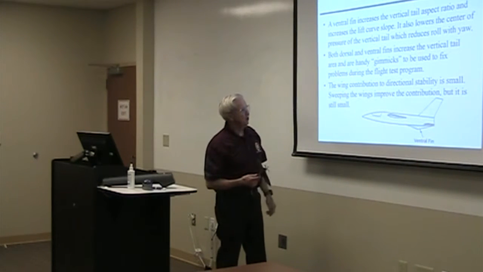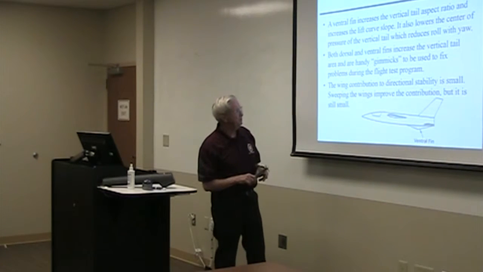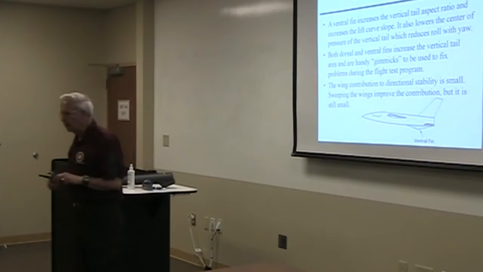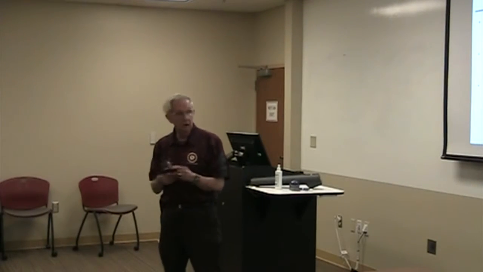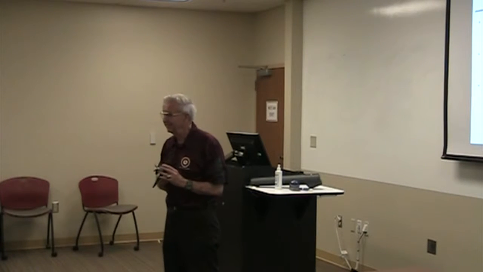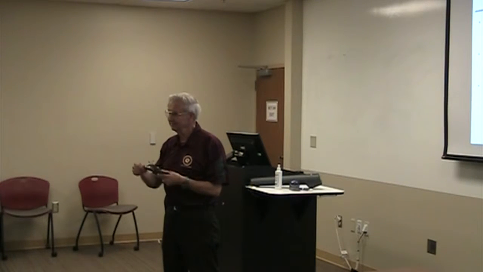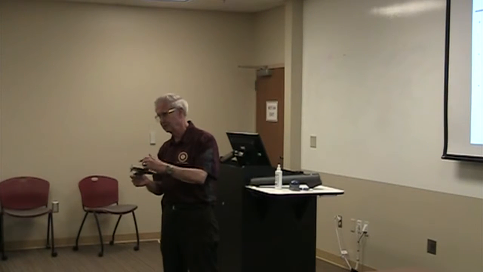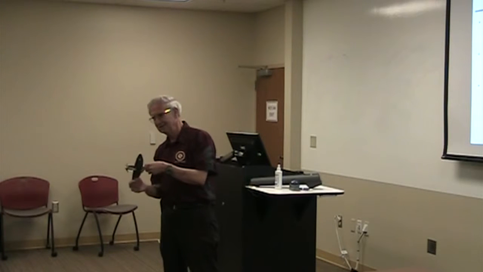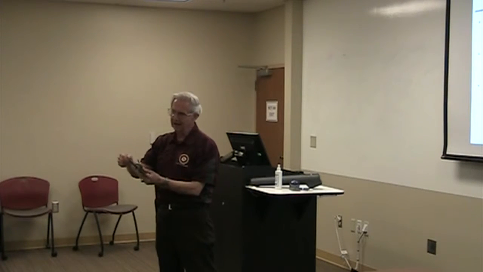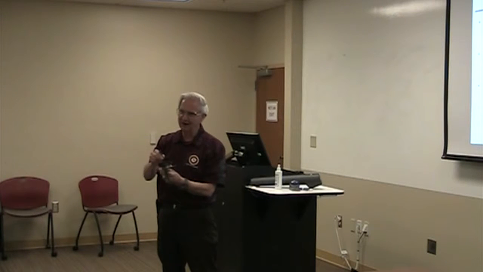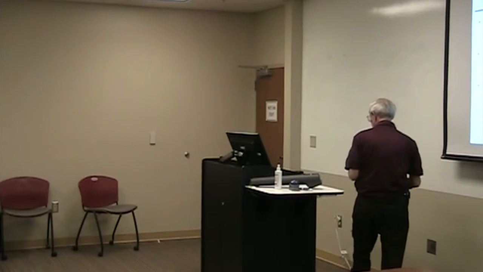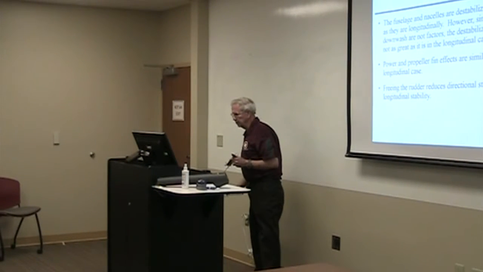Well, the wing contribution to directional stability is small. Sweeping the wings improves the contribution, but it still is small. Generally, swept wing airplanes will have problems with Dutch roll, because of the fact that the wing is swept. When it's this way, the angle of attack is a little higher, so it's going to tend to make it roll. Swing back the other way, now the angle of attack is higher on the other side, and it tends to make it roll the other way. So things get worse with each oscillation.